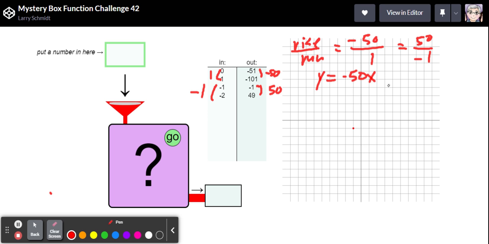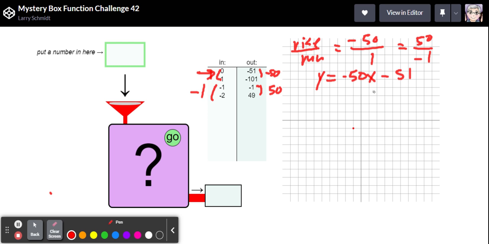And then what is our y-intercept? Well, our y-intercept is where x equals 0. And we actually had that right there. It was the first one we put in. So that value is negative 51. So this should be negative 50x minus 51.